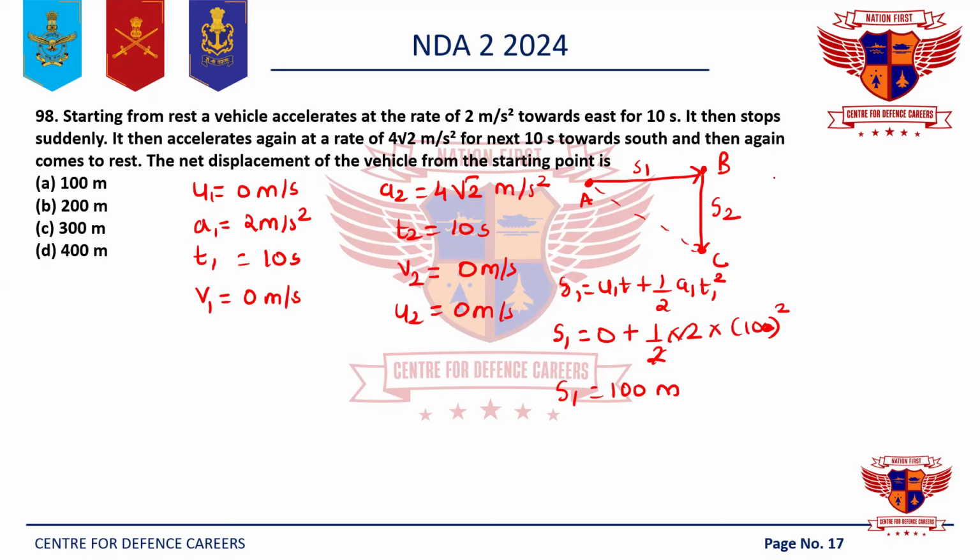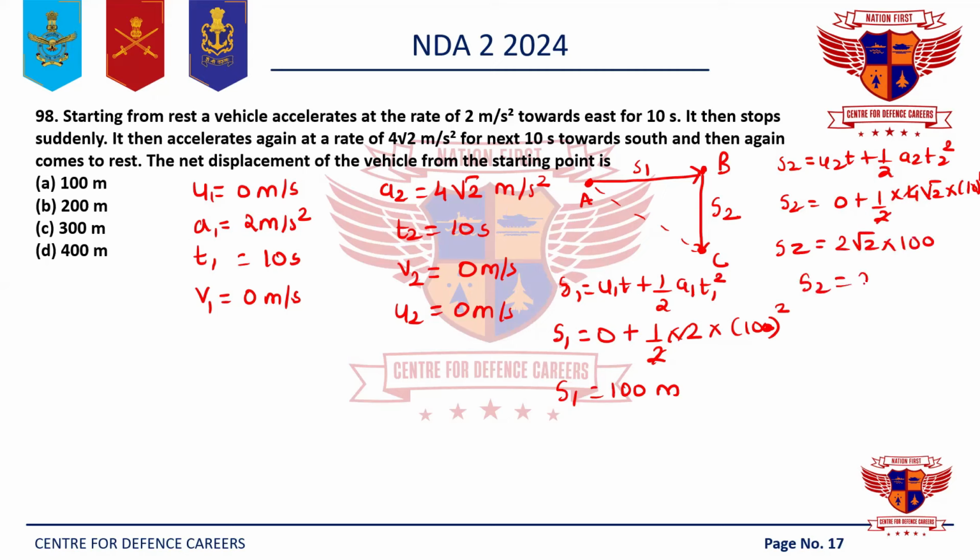Similarly, let's calculate S2. So we get S2 is equal to U2T plus half A2T2 square. So S2 will be equal to 0 plus half into 4 root 2 into 10 square. So we get S2 equal to, these two cancel, we get 2 root 2 into 100. This is S2 is equal to 200 root 2 meters. Okay, so let's calculate AC now.